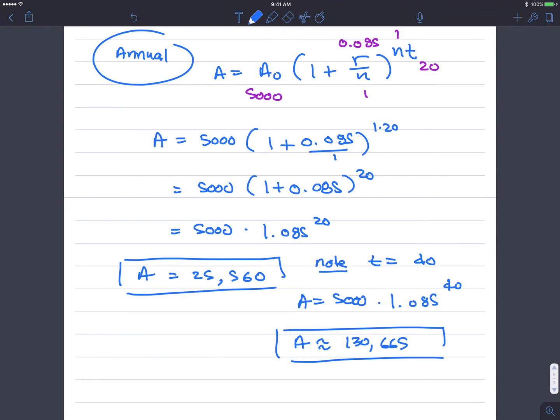That's right. So if you leave $5,000 for 40 years at this particular interest rate, what are you going to have? $130,665 after 40 years. Okay, you with me on this?